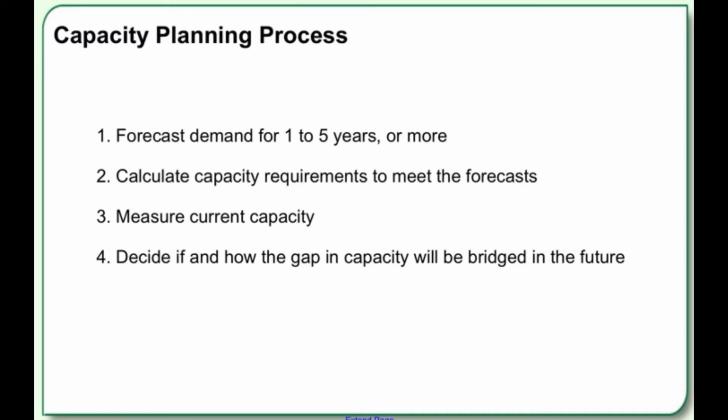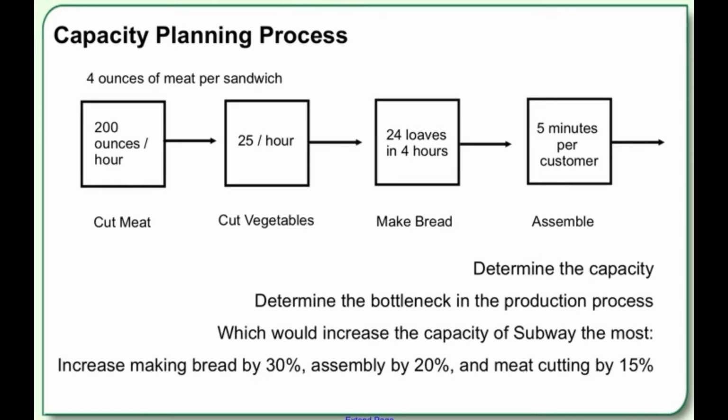So let's assume that you have a Subway franchise. And when it comes to making sandwiches at your Subway, you have to cut the meat, cut the vegetables, make the bread, and then when the customer comes in, you do assembly. So we want to determine the capacity for our franchise. How much can we actually produce? And so as we look at capacity, we have to take into consideration what is the bottleneck in this process.